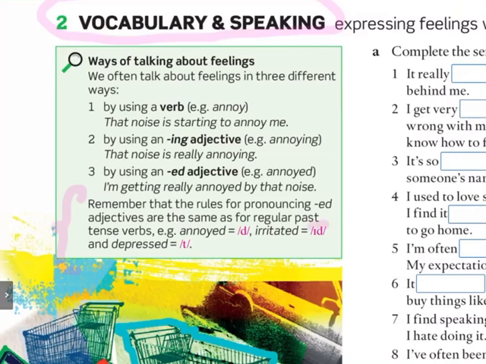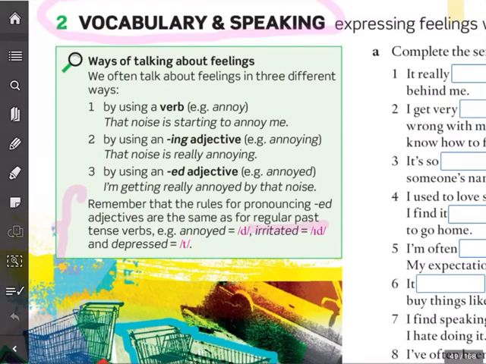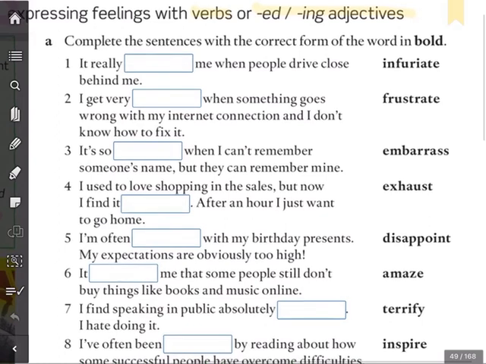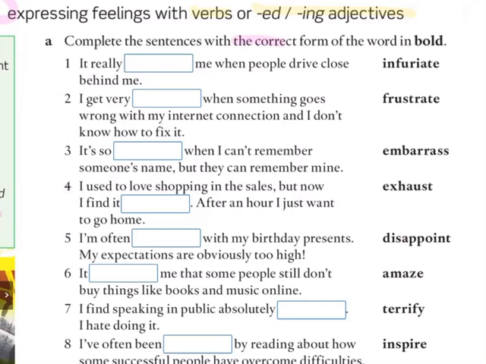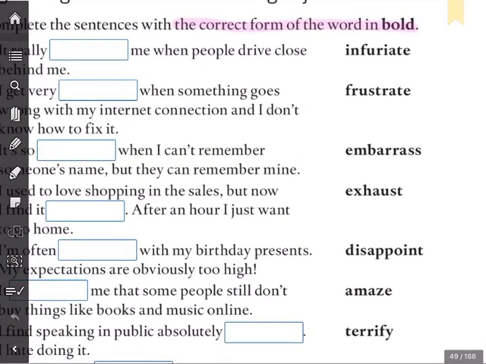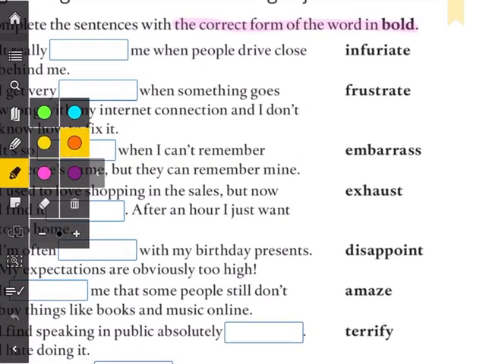Now, let's move on to exercise A. Now, it says, complete the sentences, very important, with the correct form of the word in bold. Now, the correct form of the word in bold could be by conjugating the verb, could be by using an ing adjective, or it could be by using an ed adjective. So first of all, let's take a look at the words in bold. Now, can you see them over here?